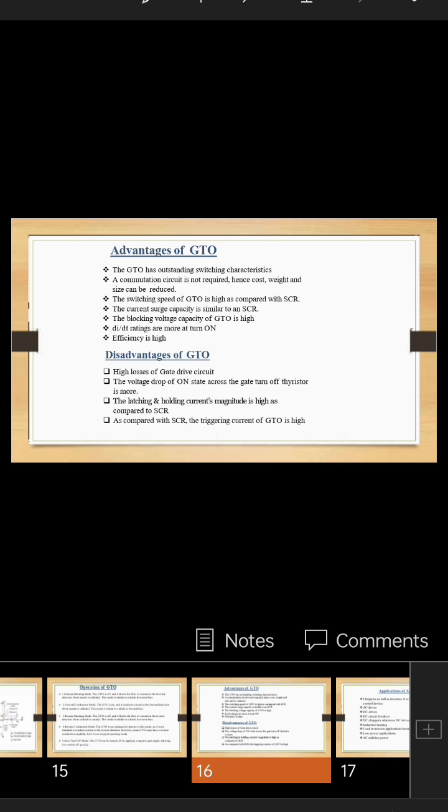The blocking voltage capacity of GTO is high. di/dt ratings are more at turn on. Efficiency is high. Disadvantages of GTO: high losses of gate drive circuit.